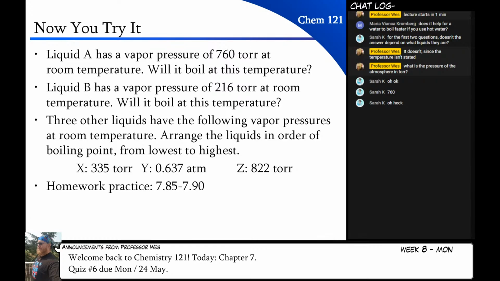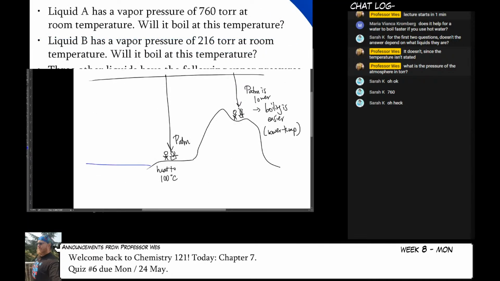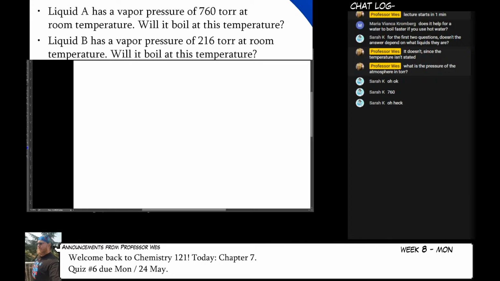All right, let's go over the answers here. We'll put both of these on the screen. Get rid of my crude drawing here. All right, so remember that for boiling, if the vapor pressure equals the atmospheric pressure, then boiling occurs. Okay. Well, what is atmospheric pressure in torr? Notice that I've given you all of these weird units here. So we'll turn everything into atmospheres here. So 760 torr for liquid A.